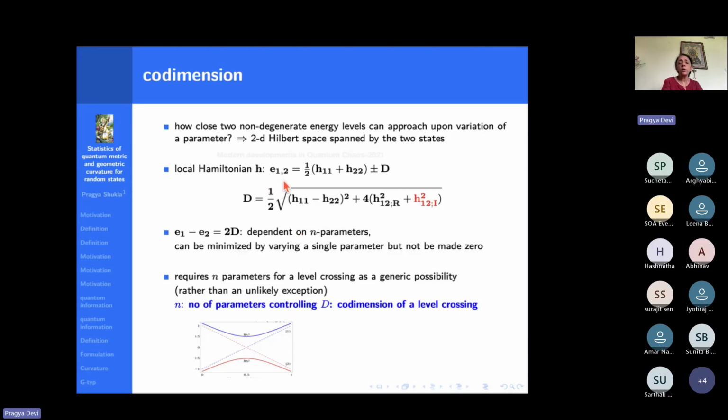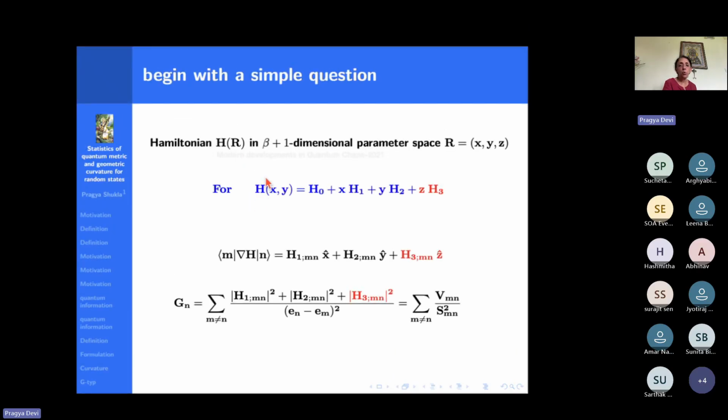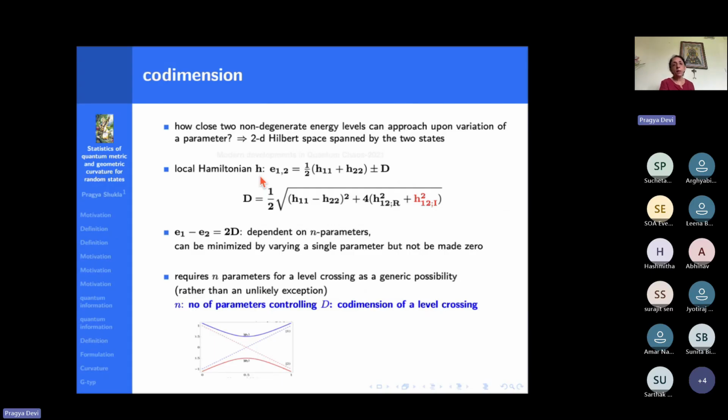How do you write down the 2 level distance, 2 level repulsion? If you are considering a 2 by 2 level, let's consider the Hamiltonian is H. The energy levels can be written in this form, where the discriminant D is this. So I am considering a 2 by 2 Hamiltonian, and I'm using notation small h here. A 2 by 2 Hamiltonian has only the diagonal parts and the off diagonal parts, and both the energy levels can be written in this form.